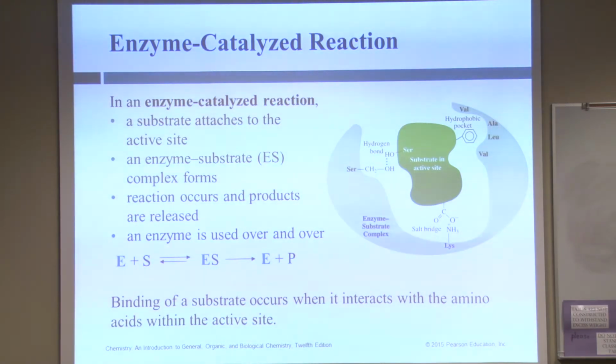Binding of a substrate occurs when it interacts with the amino acids within the active site. So this is the mechanism of catalysis through these enzymes. This is the process. The substrate, which is the reactant molecule, is connected to the active site, which is a location on the enzyme, through hydrogen bonds, salt bridges, and hydrophobic interactions, and then releases. Once the reaction completes, the products are released. The enzyme is not used up in the reaction, and it can be used over and over again because it does not participate in the reaction.